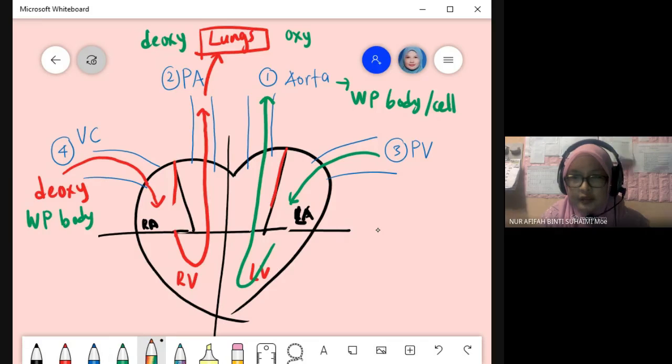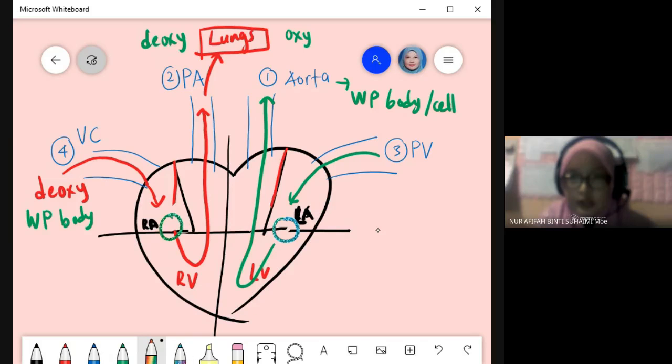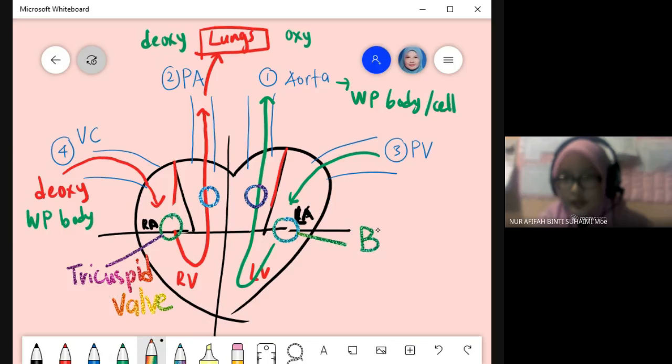In between here we have valve. Don't forget the valve. In between atrium and ventricle we have valve, and also here also got valve. Remember at right atrium we have tricuspid valve. This one bicuspid valve. And these two are semilunar valve.